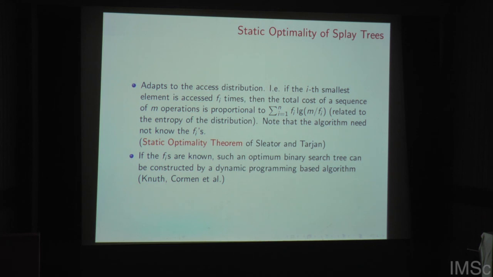So if I tell you that not all elements are accessed equally likely, but some elements are accessed more often than not, if you know the frequencies, what would be the best binary search tree which minimizes the access cost? You know, standard example in dynamic programming. It's there in Kleinberg, and Knuth had an n-square algorithm. The naive algorithm would be like n-cubed, but there's an n-square algorithm to do it.